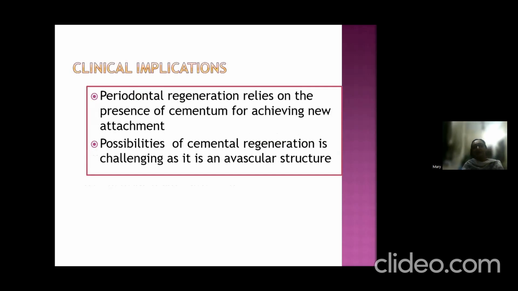So now coming to the clinical implications of the cementum, periodontal regeneration relies very much on the presence of cementum for achieving a new attachment. So the possibility of cementum regeneration is really challenging because the cementum is an avascular structure and it is very difficult to regenerate this lost tissue.